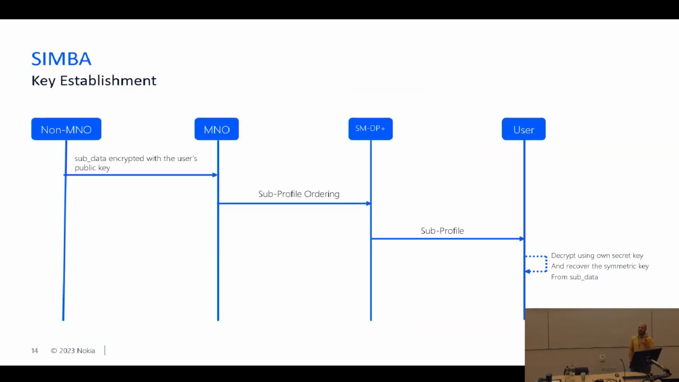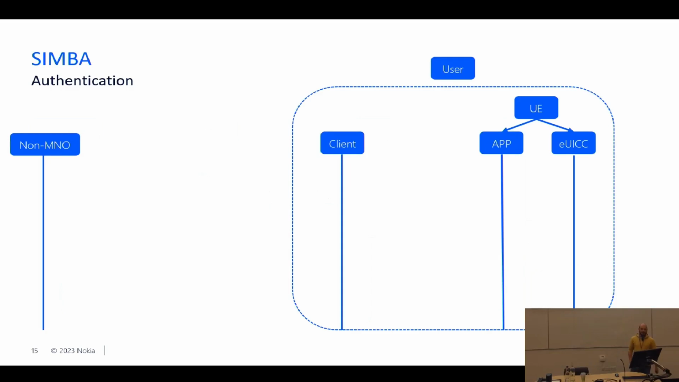And then store the third key in the ECASD component of the EUICC. Now, for the authentication part, here we assume that a user can log in from any client. If the user tries to log in from their mobile device, then the client and the app are the same entity. So as a first step, the user sends a login request to the non-MNO entity that includes the user ID and the PIN code that is generated locally and on the fly by the client.